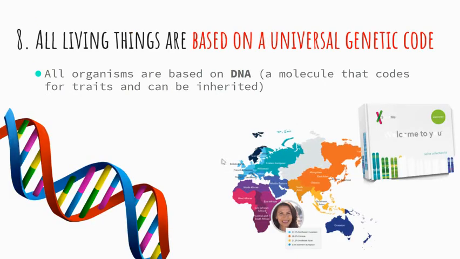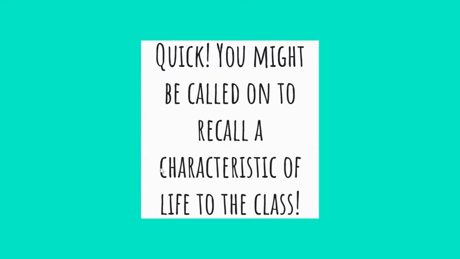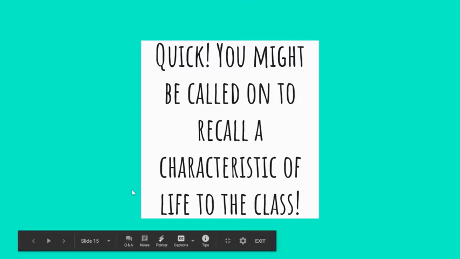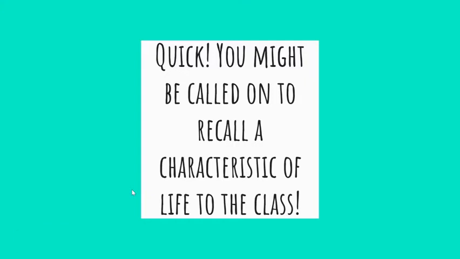All living things are based on a universal genetic code. These organisms are based on DNA, which is a molecule that codes for traits and can be inherited. The DNA in all organisms is the same. Quick! In class, students were called on to recall a characteristic of life. What you are going to do is enter into the prompt your best recollection of the characteristics of life that I just went over.